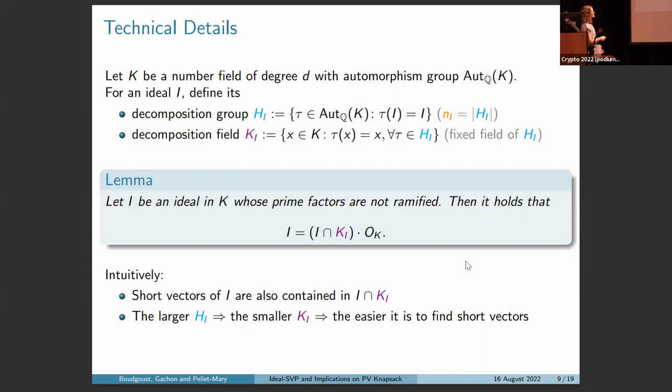And what this means is that the larger the number Ni, so the more automorphisms fix this ideal, the smaller becomes the fixed field, because that's an inverse relation. And then the smaller becomes this intersection and the easier it is to find short vectors. So we can go down to a much smaller set and then lift it up by multiplying it with the ring of integers. That's really the technical part of this contribution.